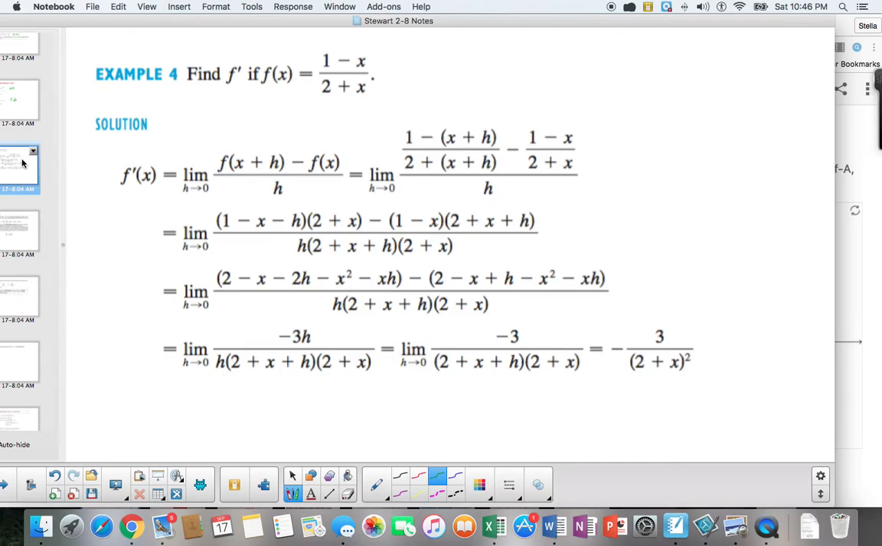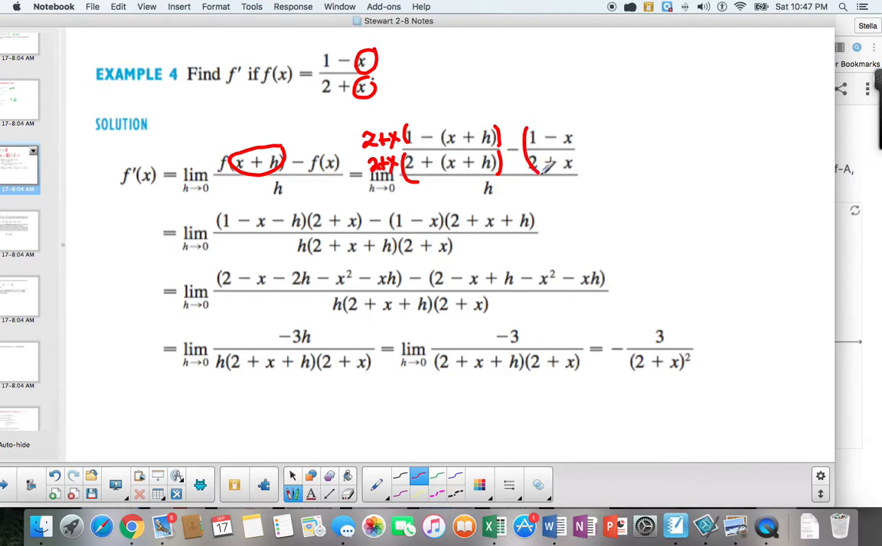A look at finding a derivative of something a little bit more complex. Here's our function, and so we have to put this into every place we see x, and that's why you see this. Minus f of x all over h. Now, when you're working with fractions, you've got to get a common denominator. So what we're going to do is multiply numerator and denominator here by 2 plus x, 2 plus x.